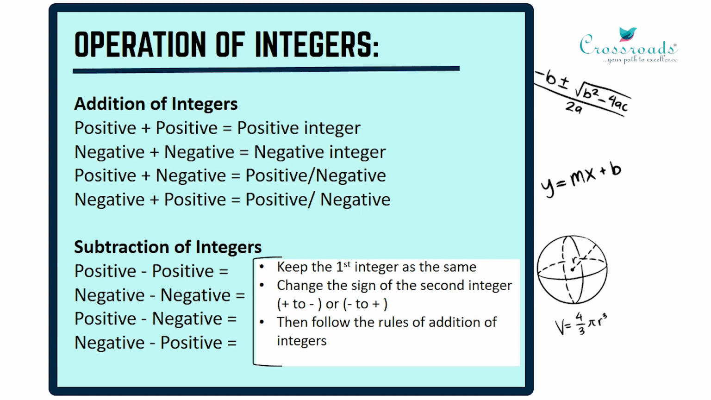Here what we do is we try to keep the first integer the same. If there are brackets, we just remove the brackets and retain it. Suppose minus 10 is the first given number, we retain it as minus 10. If the first number is 15, we retain this 15 only. Then we move further. For the second integer onwards, we try to change its sign. For example, if it's a positive integer, we change it to negative. If it's a negative integer, we change it to positive. Then it's very simple. We apply the rules of addition of integers.